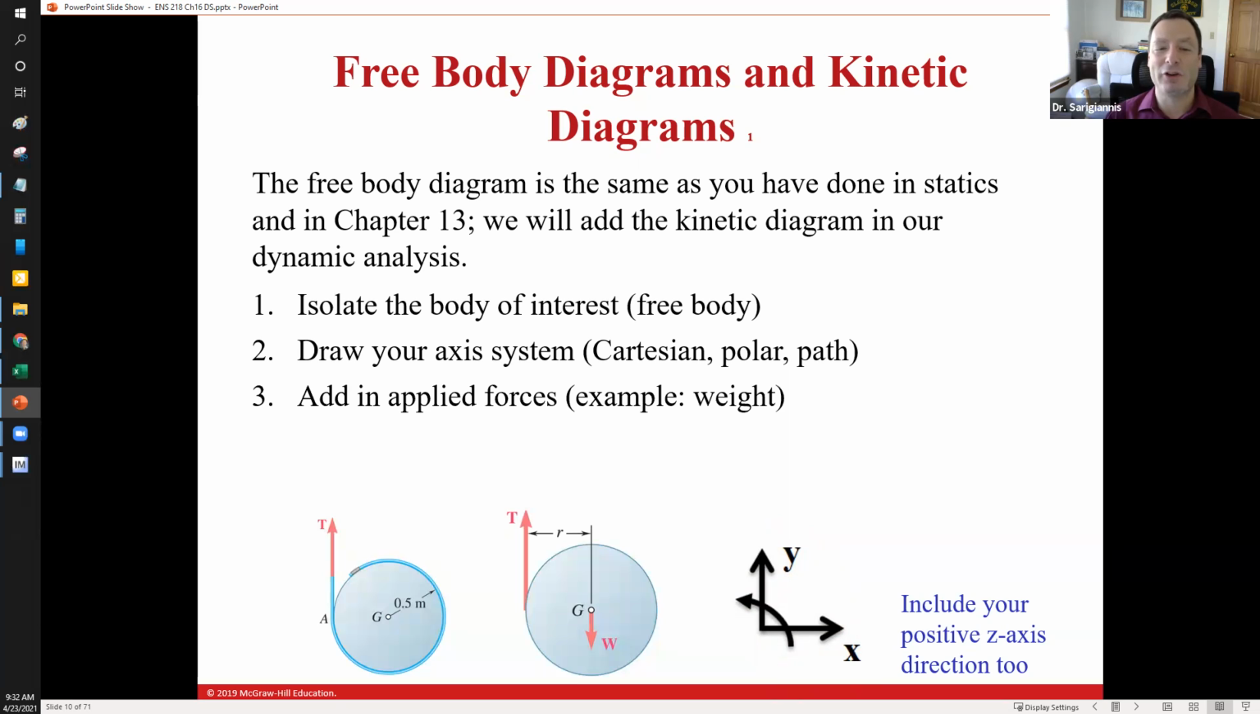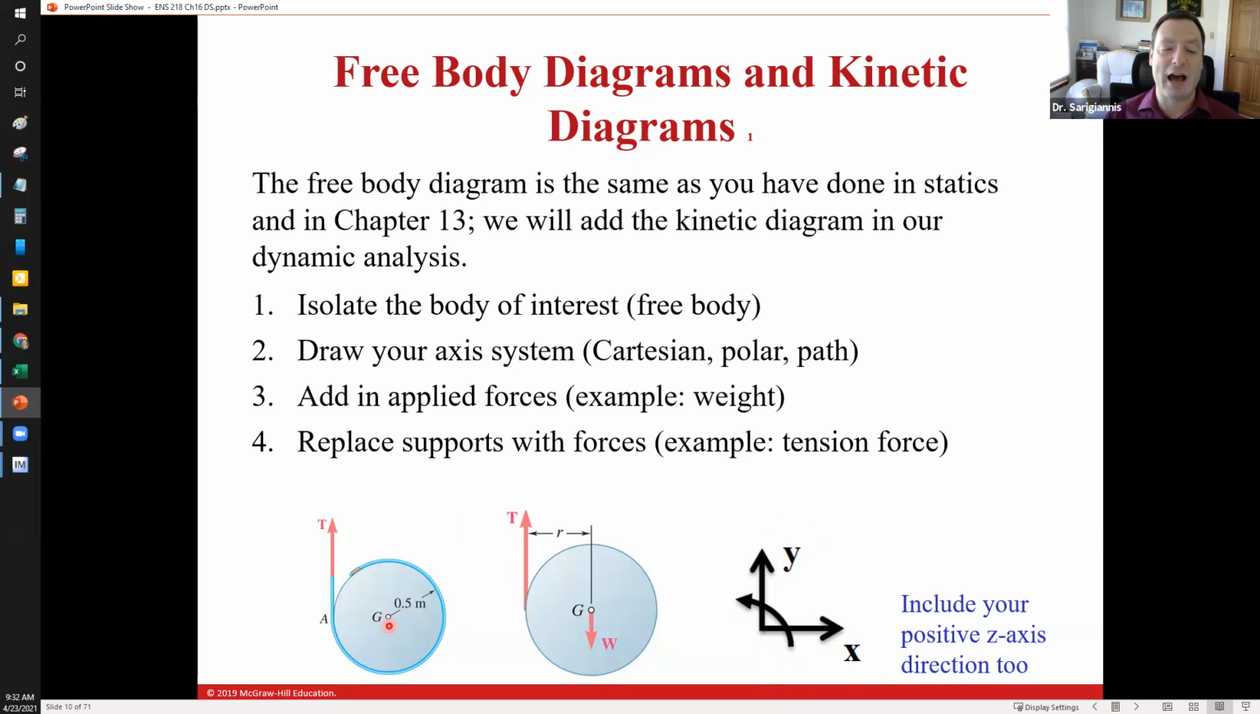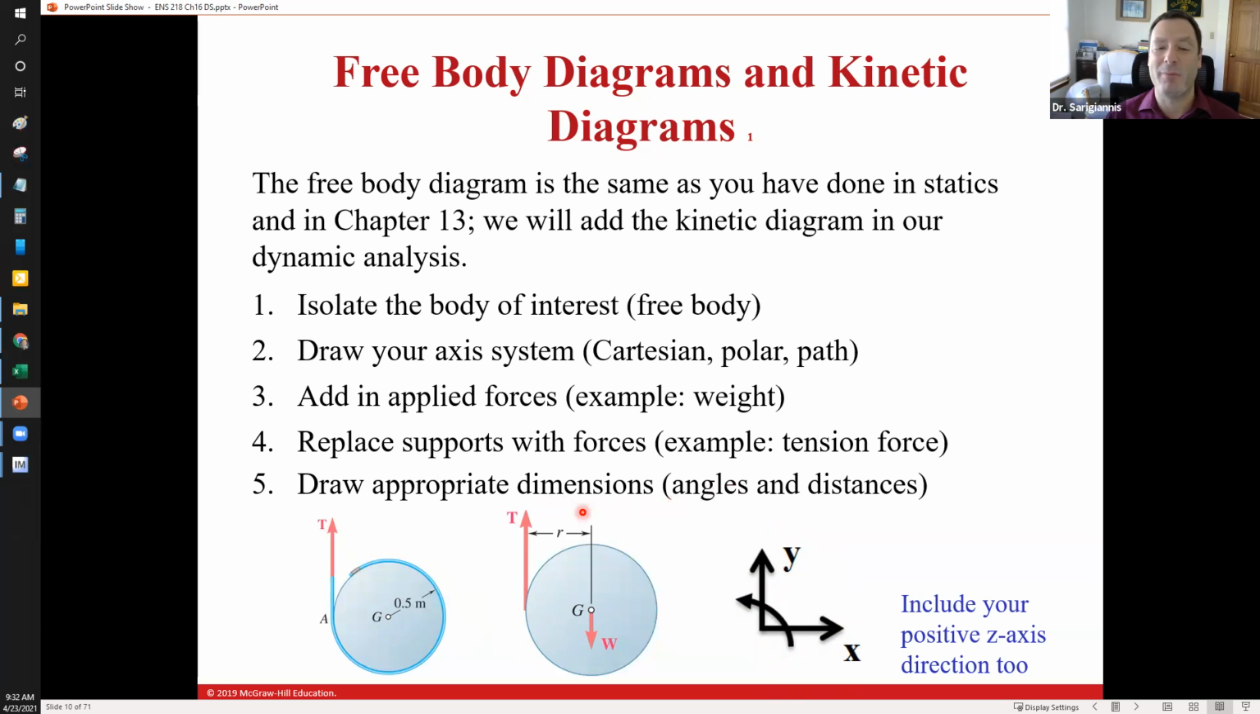Obviously add in the applied forces, and then replace all supports with forces too, right? Now notice, we don't know anything about G except the center of gravity, so we're just replacing this with weight. And this is tension. We've got a distance. Draw your appropriate dimensions.